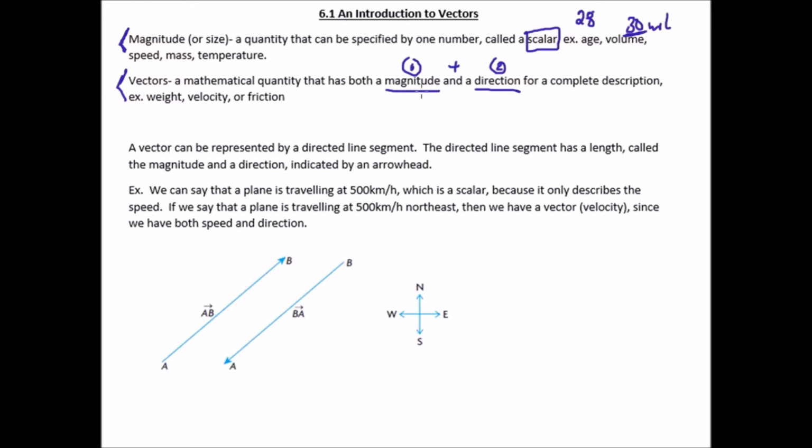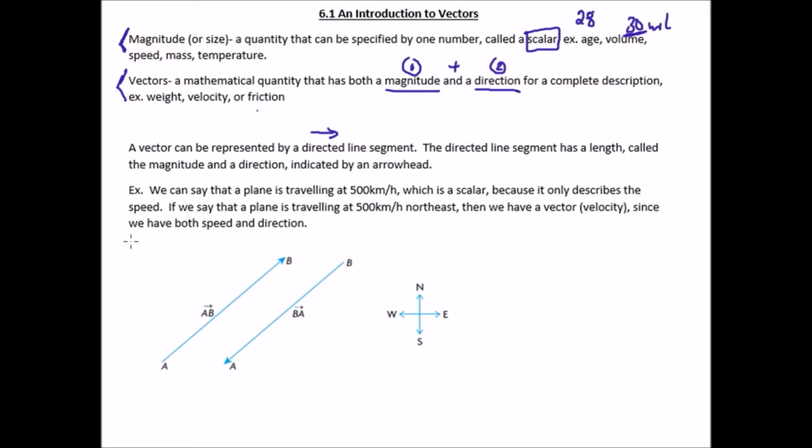It needs a magnitude and a direction for a complete description. Examples are weight, velocity, or friction, and we're going to get more into that. A vector can be represented by a directed line segment. Directed basically just means an arrow. The directed line segment has a length, which is called the magnitude, and it has a direction, indicated by an arrowhead.